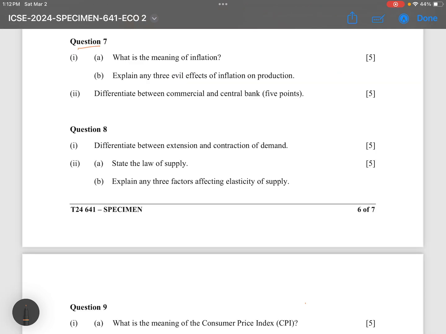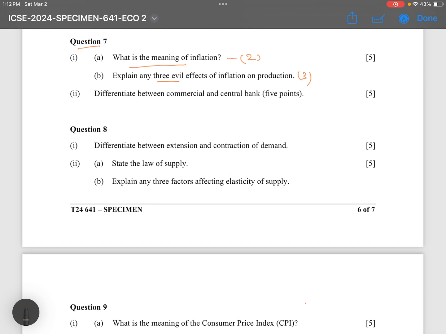Now let's discuss question 7. What is the meaning of inflation? Now please note that here it's a 5 marker, and in the second part of the question, they're asking us 3 evil effects. So probably this question is for 2 marks and this is for 3 marks. So when you're writing A part, what is the meaning of inflation? You need to write 2-3 sentences in detail, okay? Like you need to explain it properly.